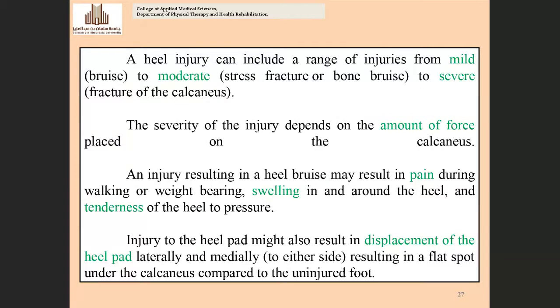A heel injury can include a range from mild to moderate to severe. In cases of mild injury, there is only a bruise, only a slight rupture of the blood vessels.